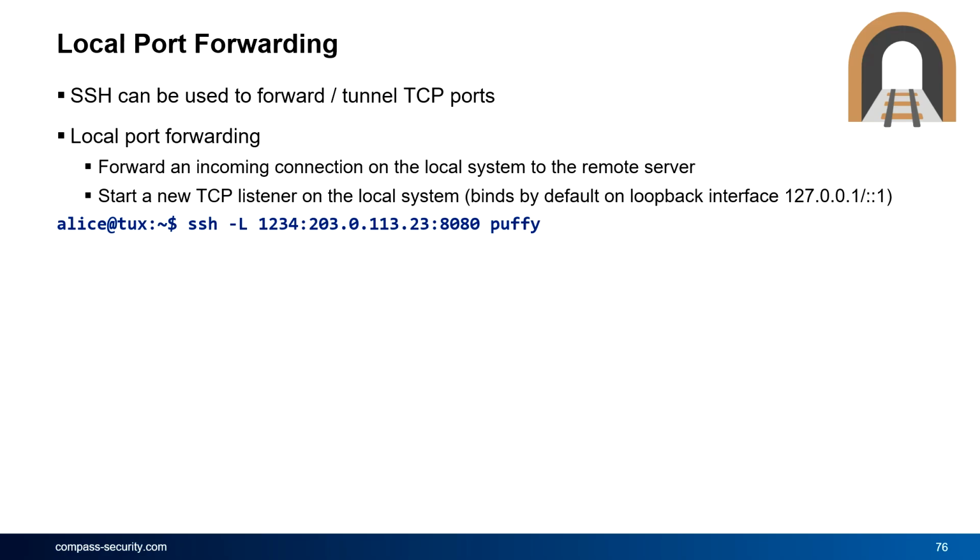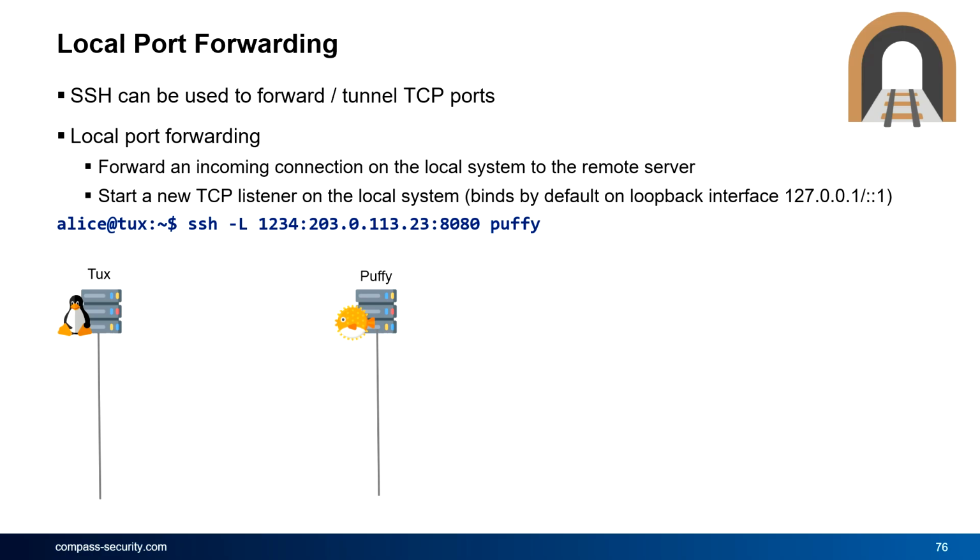For example, using this command -L, you specify the port 1234. This is the port on your local system where your system will listen, by default on the loopback address, and then colon IP address colon port on the other side of the tunnel where the system should connect.